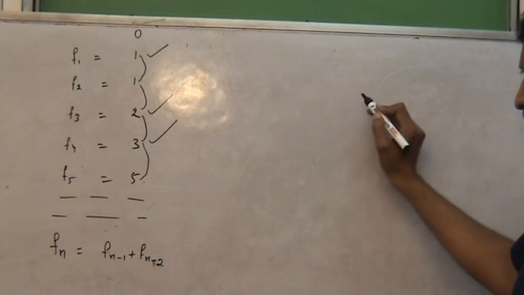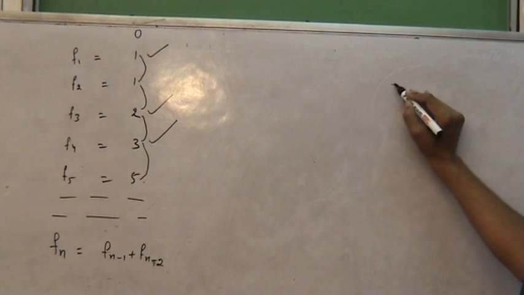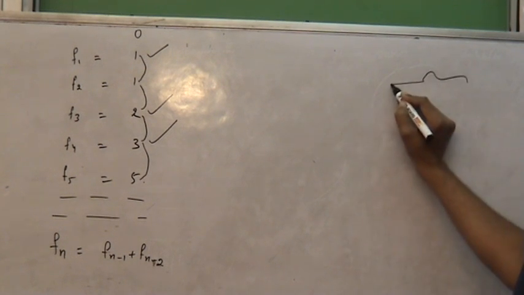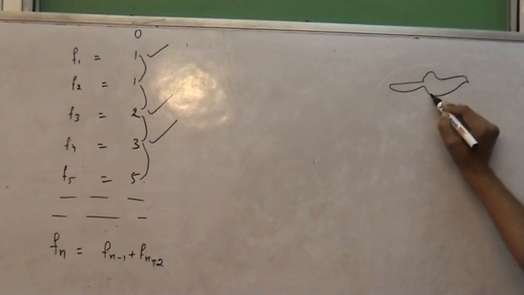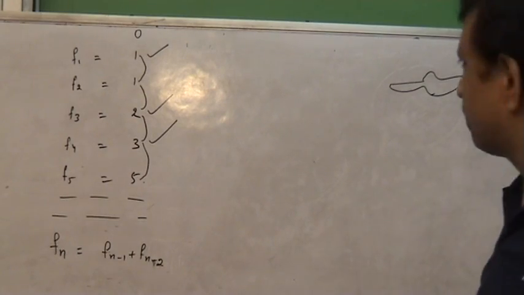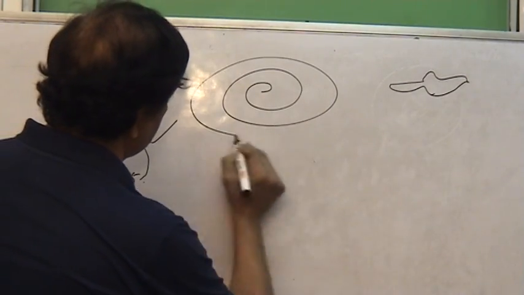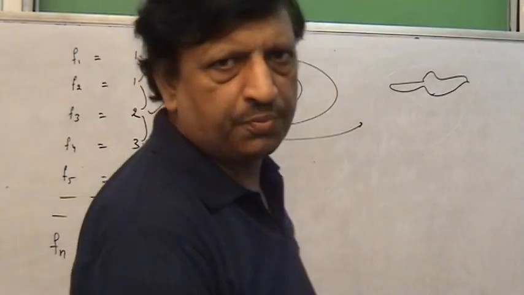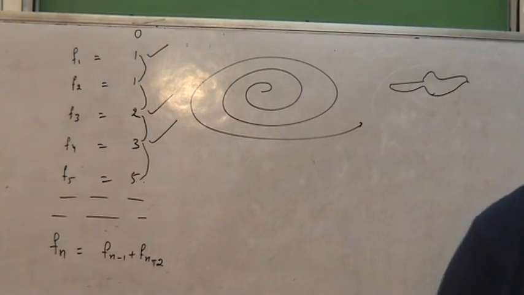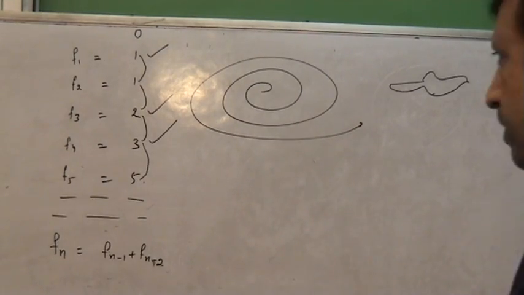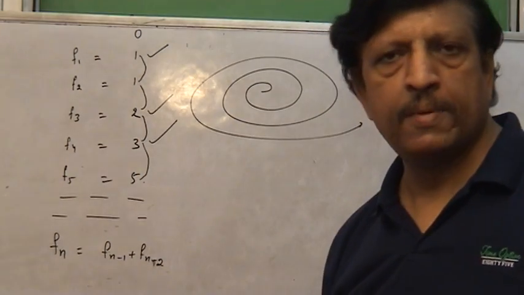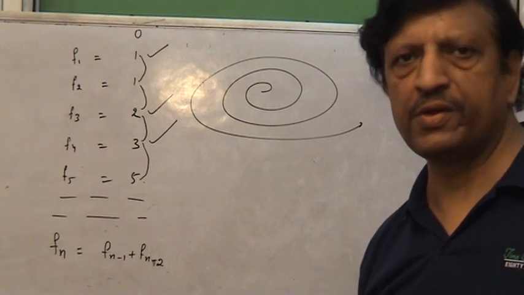Our galaxy is in the pipette shape, like this. It is called the Akash Ganga. But we find that some other galaxies are in the spiral form. Now we see how this spiral is related to these golden numbers or Fibonacci numbers.